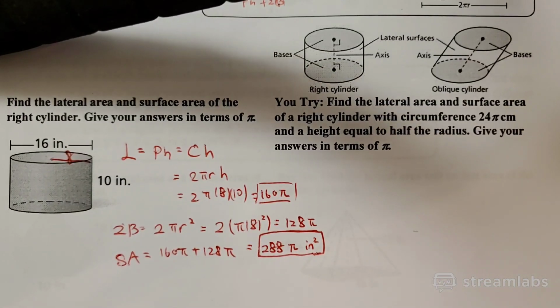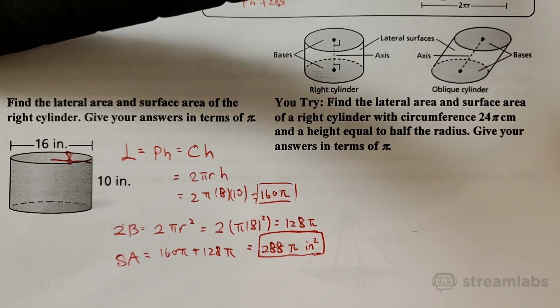All right. Try the right side. Okay. While you try, let's take attendance. So say you're here if you're here. Okay.